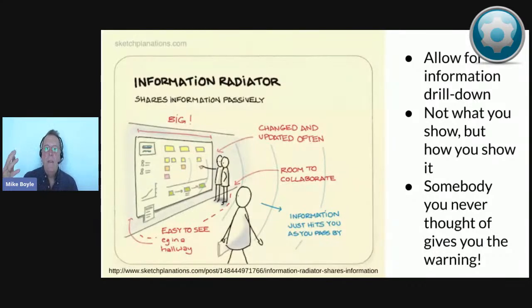It allows for information drill down. If the system is created properly, and it could be something analog, in other words, where you put Post-its, or it could be a digital program, if done properly, you make sure that the information that the various stakeholders are looking for, they go straight to that. So they don't have to spend a lot of time looking at presentations where they're only looking for one piece of data. So this allows them to go straight to the data and make sure that they are getting what they're looking for.